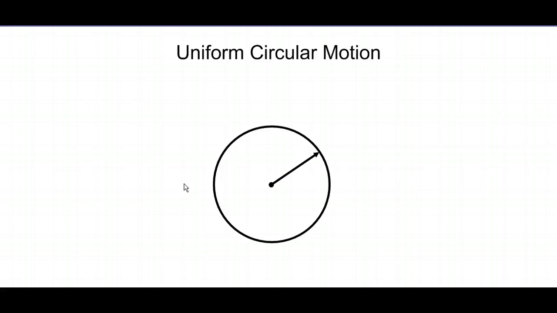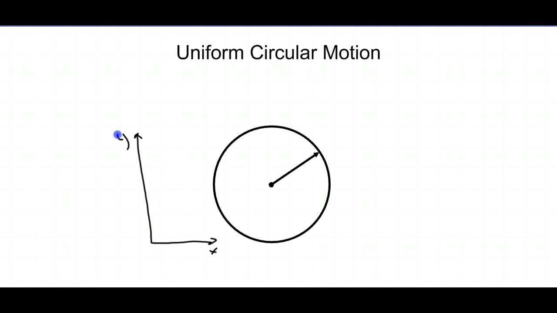Welcome to this video podcast on uniform circular motion. Now, uniform circular motion is a different kind of two-dimensional motion. You'll notice that I have a circle drawn here, and this would be if we had an object that was moving in both the x and the y directions, but was traveling in a circle.